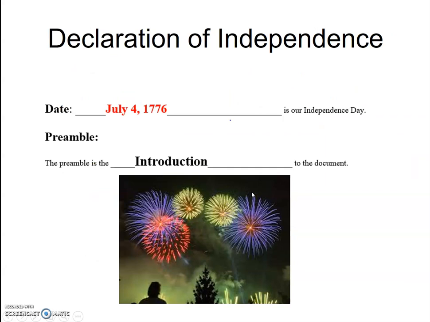The Declaration of Independence has several parts that we'll look at in the next few slides. Certainly, you must know that date, July 4th, 1776, is our Independence Day. The Declaration has a preamble, which is an introduction to the document. There are not fireworks in the introduction, but hey, they go along with the 4th of July. We learned the preamble to the Constitution in class, we the people of the United States. Well, the Declaration of Independence has a preamble as well.